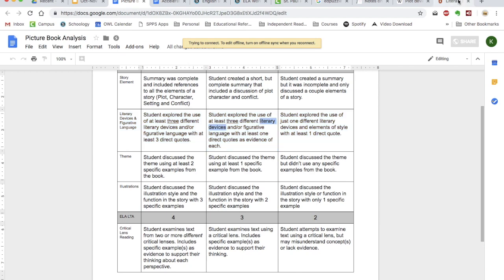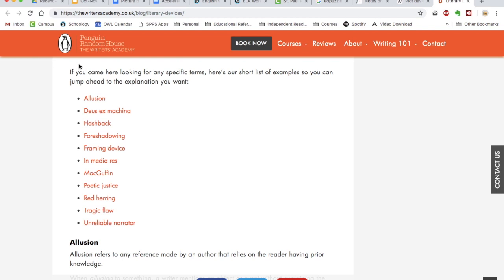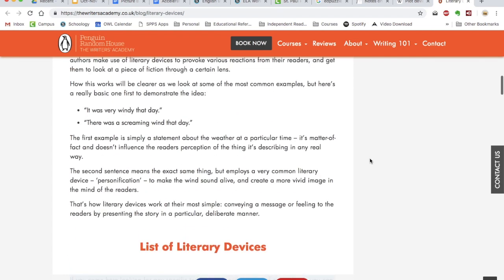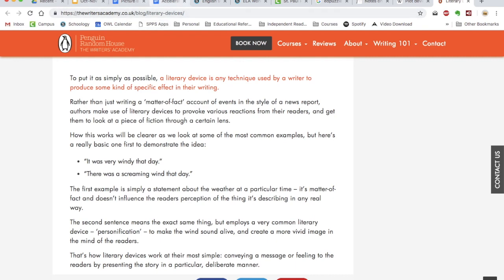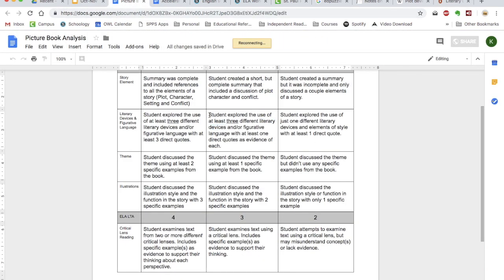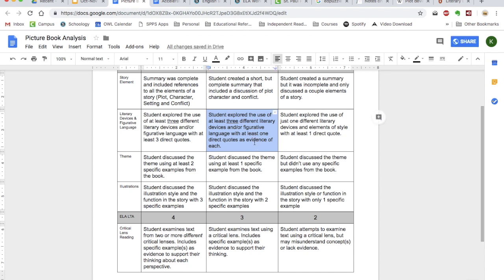So as far as literary devices go, if you're looking for what that means, I'll put a link in here, but more commonly what you're going to see are figurative language. So metaphor, simile, things like that. So you want to be looking for that when you are going through your book. You will need to have at least 3 different literary devices or figurative language or a mixture of both. Make sure that you have direct quotes as evidence for each as well. So if you say there's foreshadowing, you've got to actually put in there what the foreshadowing is and why. 4 or more different literary devices with at least 4 direct quotes.